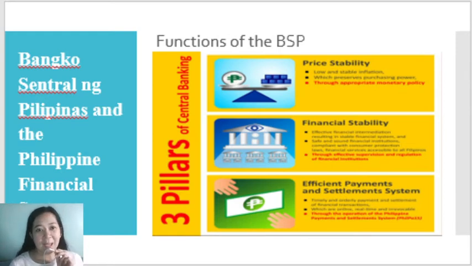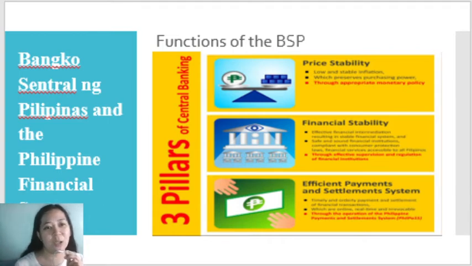Okay, so aside from that, we also have here the main or the three pillars of the central bank. As we have discussed earlier, they summarized it into three major classifications. So here, they adhere or function for price stability, financial stability, and efficient payments and settlement system. This is how they classify those different functions into three main functions of their agency.